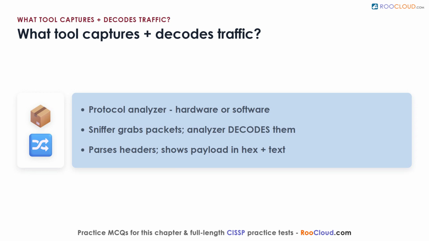Here is a useful distinction. A plain sniffer just grabs packets, while a true protocol analyzer decodes and interprets what is inside them. It parses each header into a readable outline and shows the payload in both hexadecimal and plain text. Think of it as an X-ray machine for network conversations.